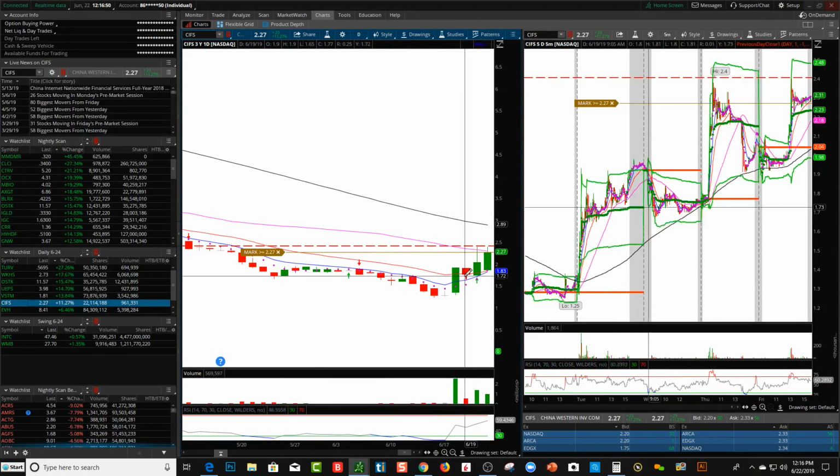CIFS. This is another one. So I'm a little leery of the tweezer tops on the daily. But you can see maybe the moving average line's potentially pinching right below that 50 SMA. If it can get above that 50 SMA, this is what I want to show you guys right here in a 5-minute. You can see cup and handles, right?